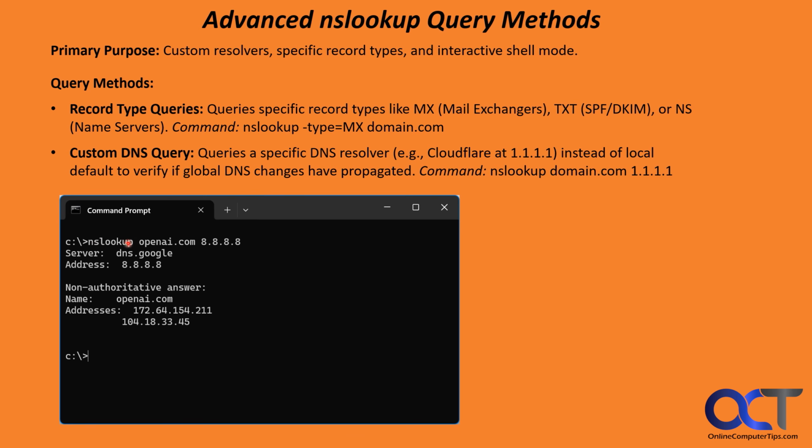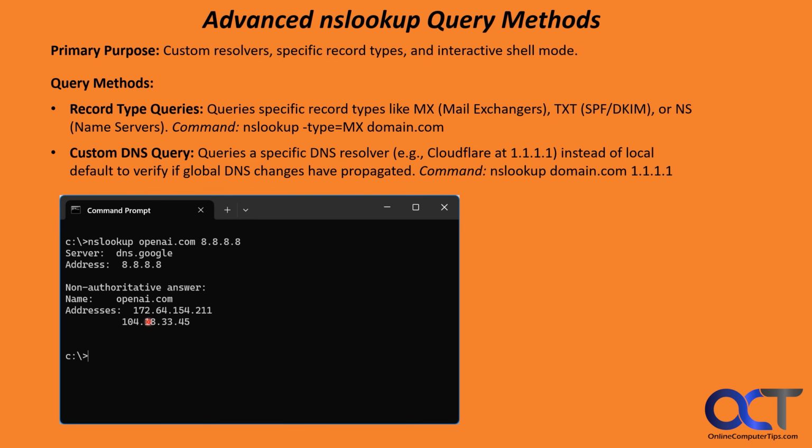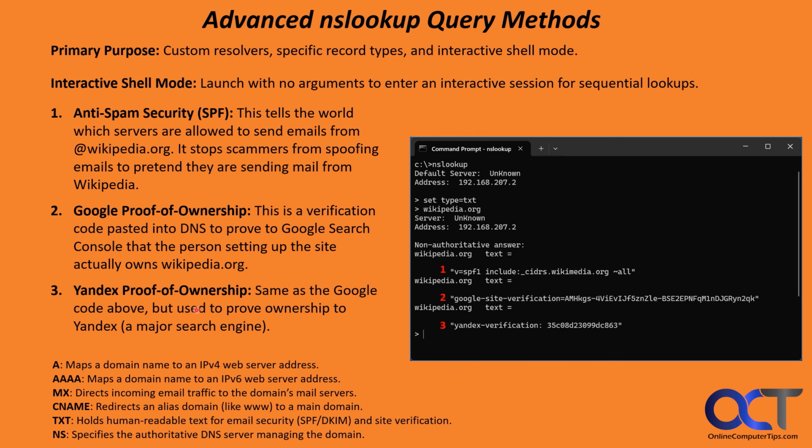So for example, if we do nslookup OpenAI.com using Google's DNS server, you could see for the server now it shows dns.google instead of nothing, and then the DNS server address matches right here. And then it found OpenAI.com, and here it found two different IP addresses, most likely for some load balancing for their website. And you can see this time it found the 104.18 as well, along with this one. All right, then we have some advanced nslookup query methods.